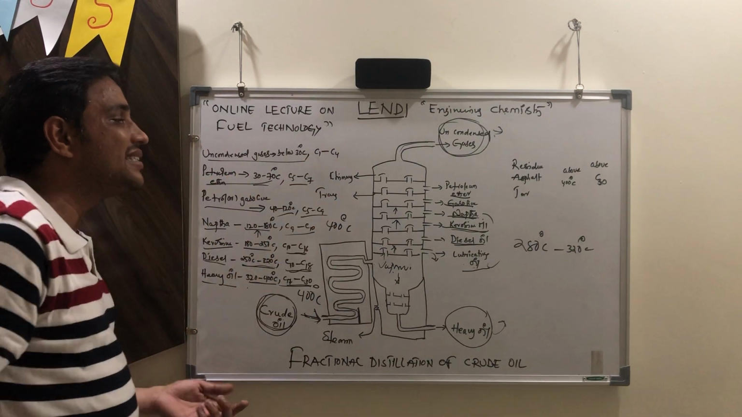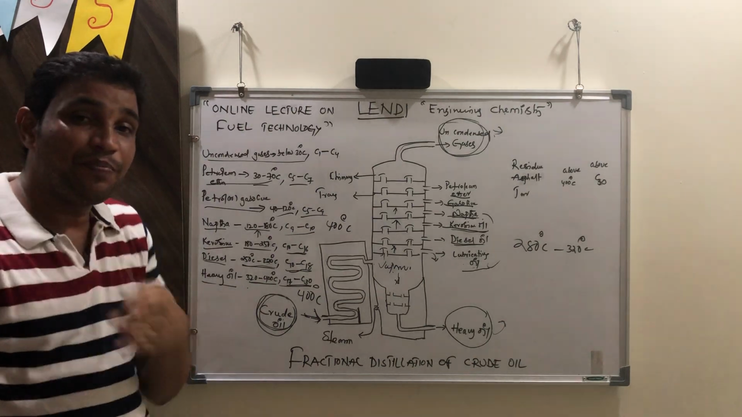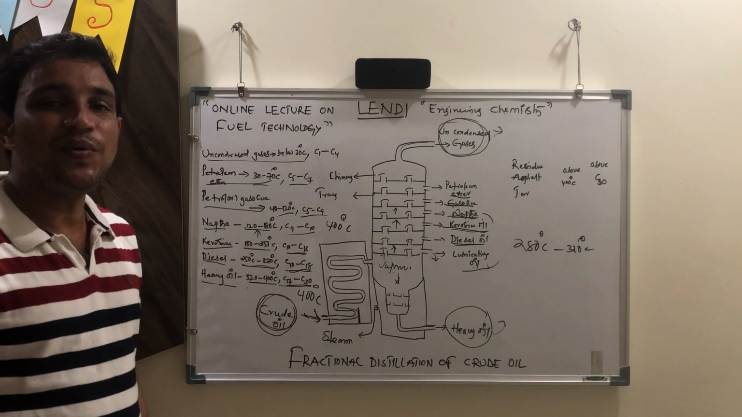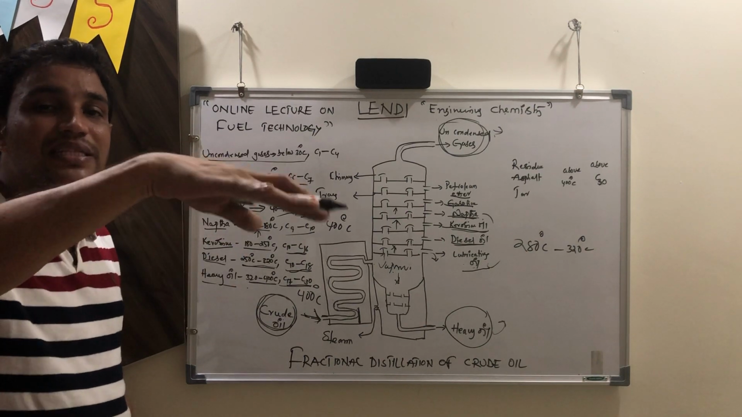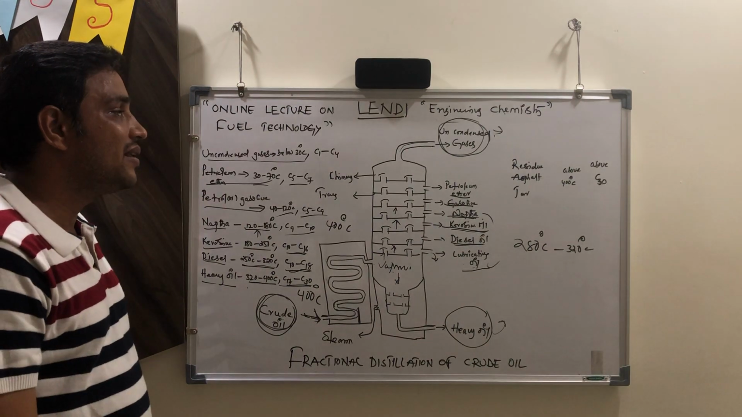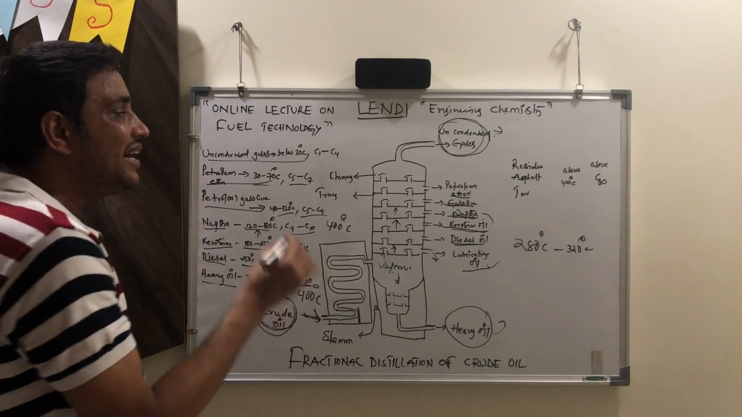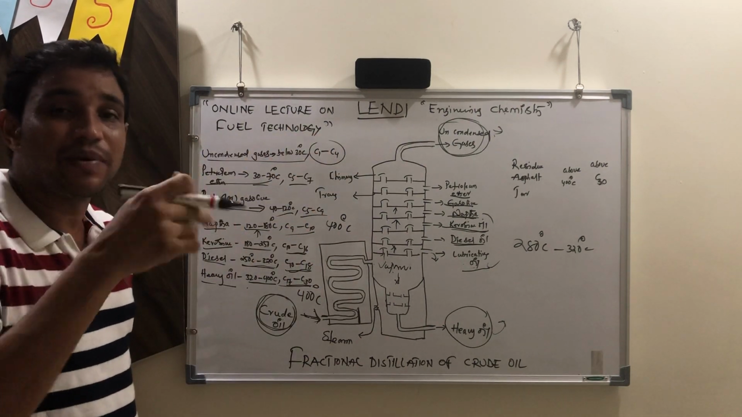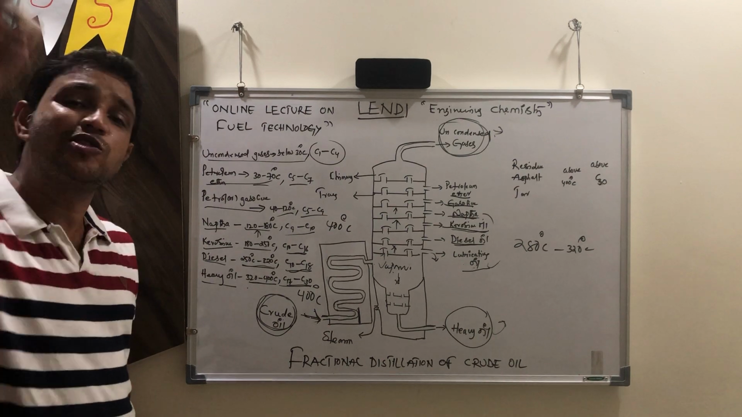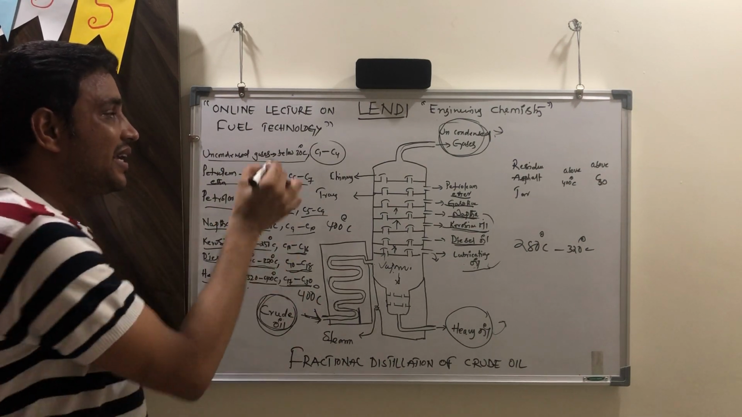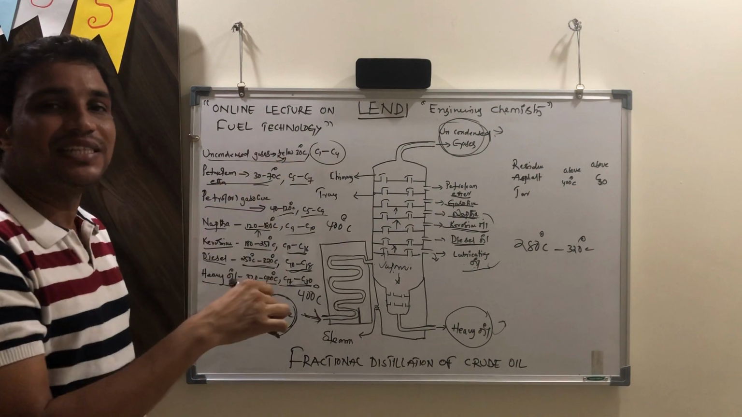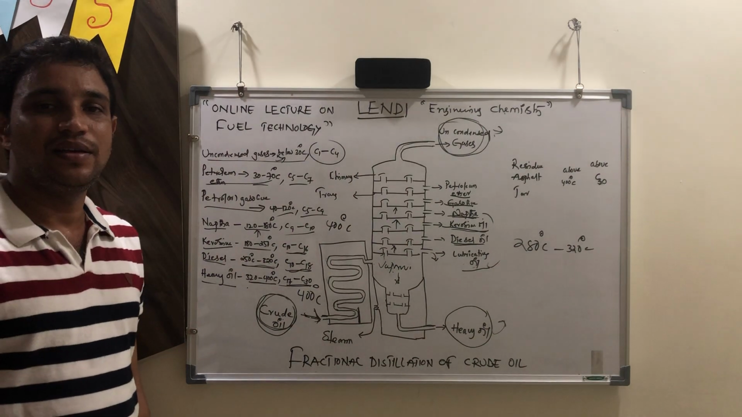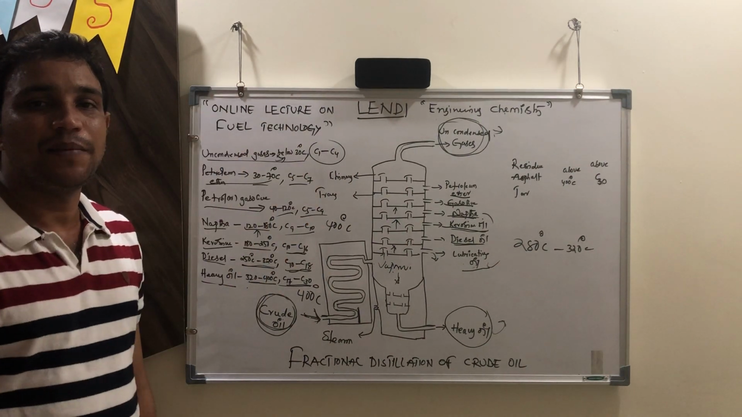Finally, we get uncondensed gases. That means they didn't condense into liquid. They will be present as gaseous molecules only. Why? Because they contain fewer carbons, and when they have fewer carbons, their boiling point will also be very low. Here the gaseous molecules remain uncondensed because we didn't reach the boiling point of the fractions present there.